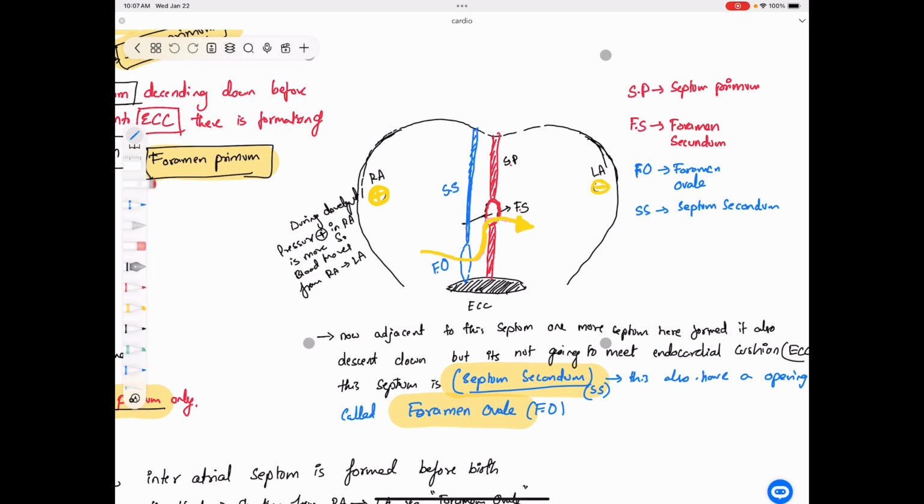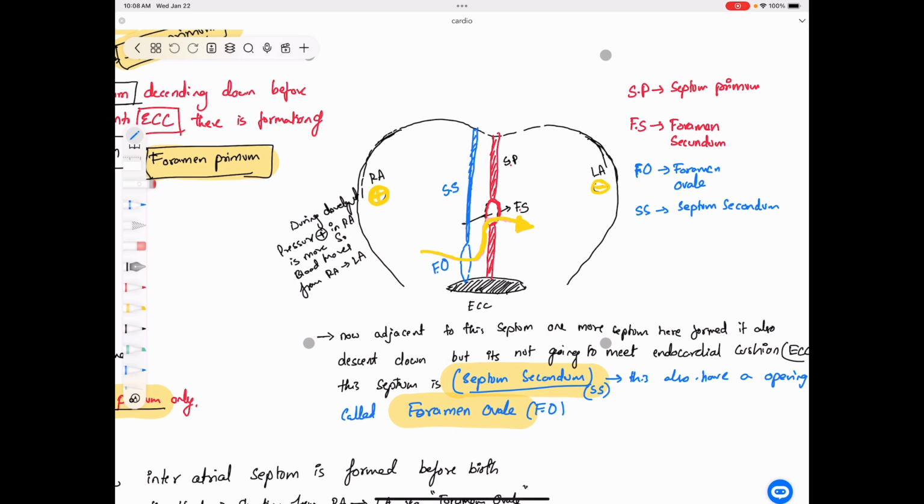This is foramen secundum. Now the septum primum goes down and attaches to the endocardial cushion, with apoptosis creating a new perforation in the upper part of the septum primum, making it a foramen. These perforations coalesce to form foramen secundum. The foramen secundum ensures blood flow between the two atria, right atrium and left atrium, during the fetal life.